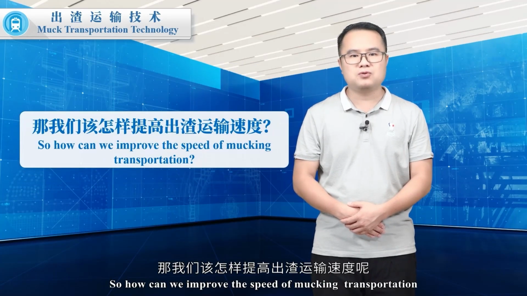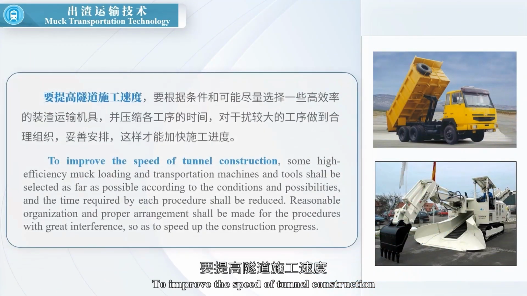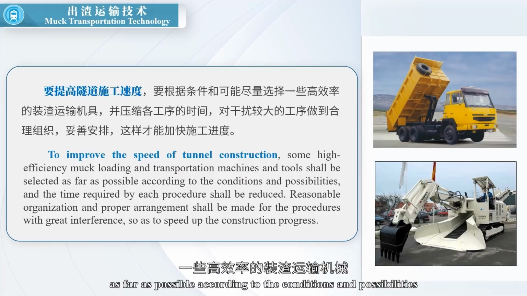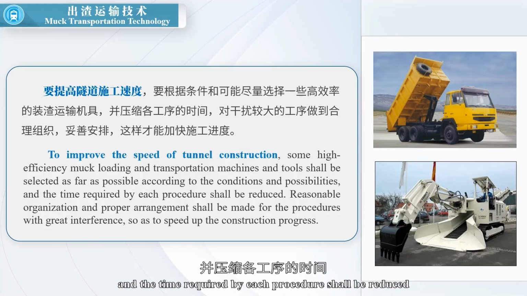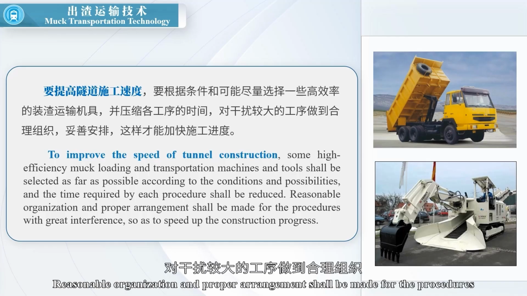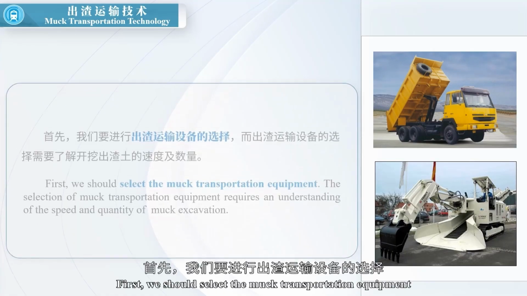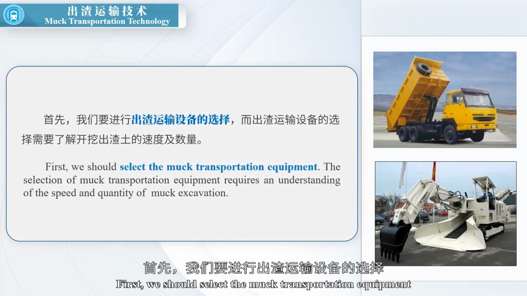So how can we improve the speed of mucking transportation? To improve the speed of tunnel construction, some high-efficiency muck loading and transportation machines and tools shall be selected as far as possible according to the conditions and possibilities, and the time required by each procedure shall be reduced. Reasonable organization and proper arrangement shall be made for the procedures with great interference, so as to speed up the construction progress. First, we should select the muck transportation equipment.